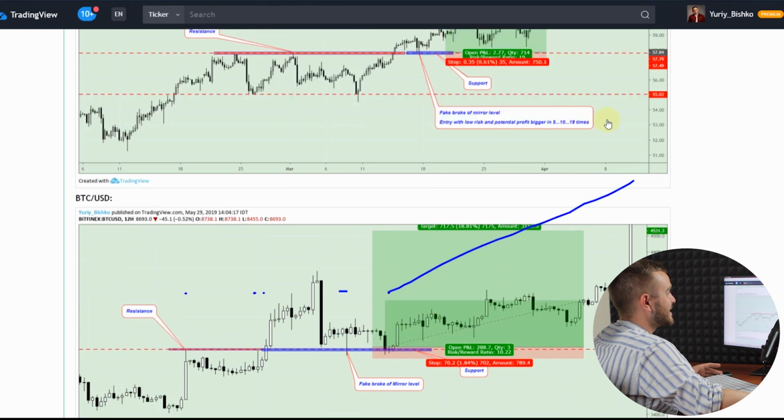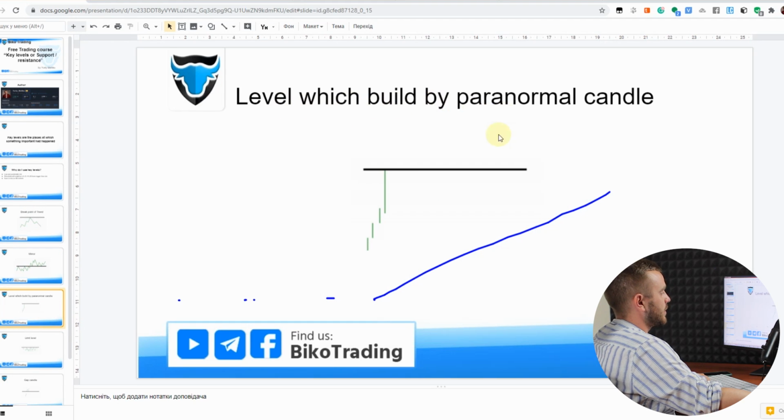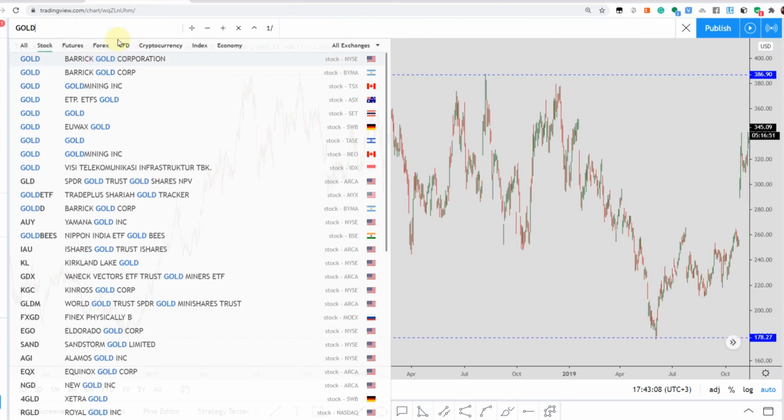As you can see, this type of key level works on all instruments: currency pairs, commodities, stocks, crypto, everywhere. You can use it everywhere. The next type of key level is a level which is built by a paranormal candle. Most of this type of levels I built on gold. To be honest, most of my paranormal candles were on gold.